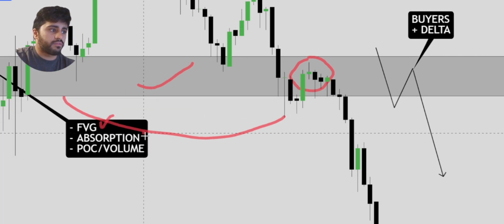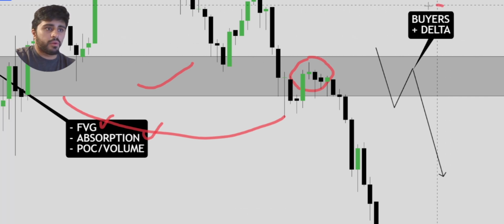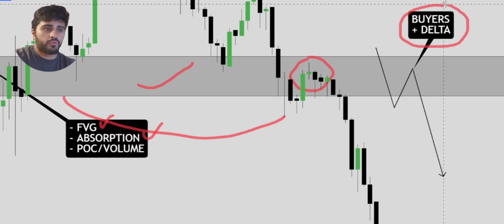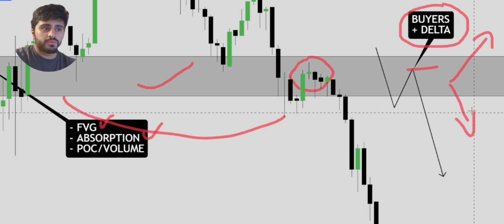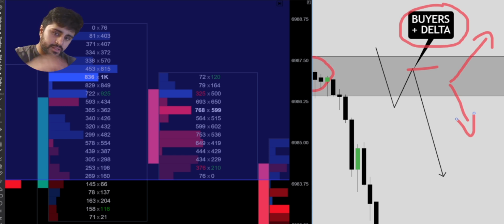Step 2, we have absorption, right? Now, what do I mean by absorption? Absorption is when we see, in this case, a lot of buy orders, but no reward. Because these buy orders, if they were successful, would have broken above the level. But we broke below the level, which means that all these buyers failed. So that is what we mean by absorption. So in 2026, simplify your trading to fair value gaps and absorption with volume. That's all you need, okay?